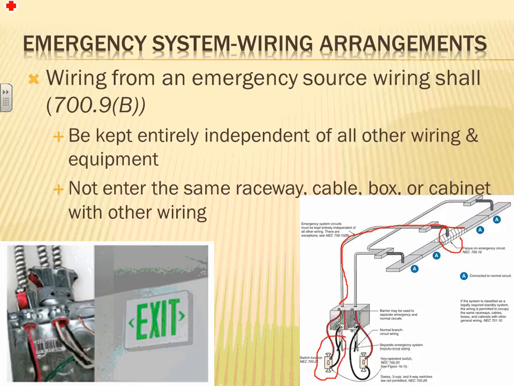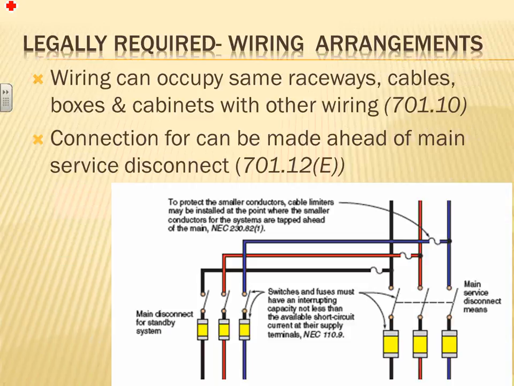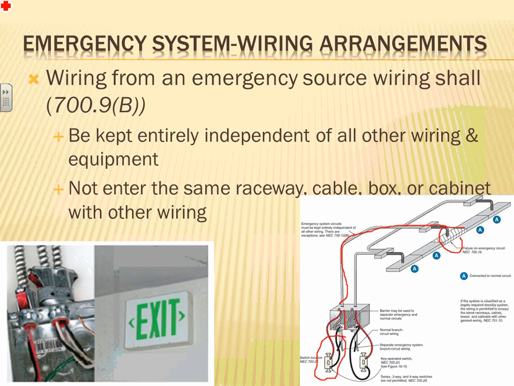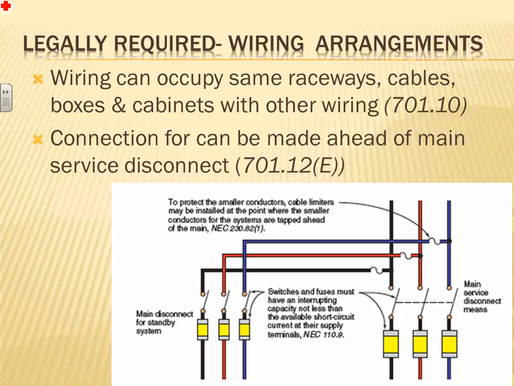Here's my other comment. If this is a legally required standby system, you don't have to separate them. Well, that's a major difference in terms of construction. Instead of two conduits going to the same area, you can have one conduit and group all the branch circuits in one conduit. In terms of cost, that's a major difference. Comments, guys, corrections? Makes sense? So that's independent. Now, this is for the emergency system. Wiring arrangement. I have legally required standby system wiring arrangement. They can occupy the same raceway.